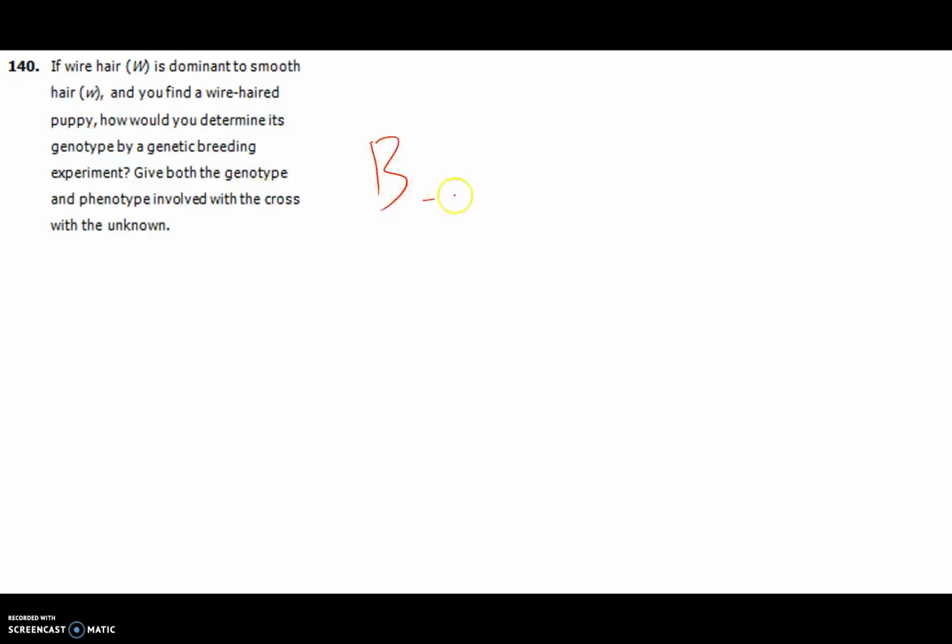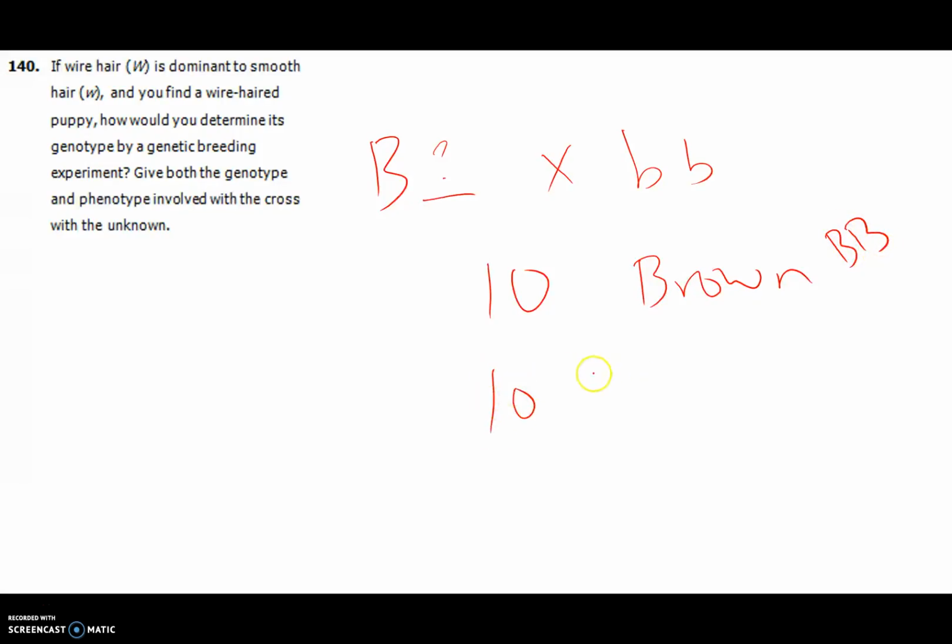I really do have brown eyes, but let's say I don't know who my parents are, and I'm not sure what my second allele is. I could cross with someone with blue eyes, and let's say I have 10 kids, and all of them have brown eyes, then most likely my genotype is homozygous dominant. Whereas if I had 10 kids and 6 had brown eyes and 4 had blue eyes, then we would know that my genotype is heterozygous.